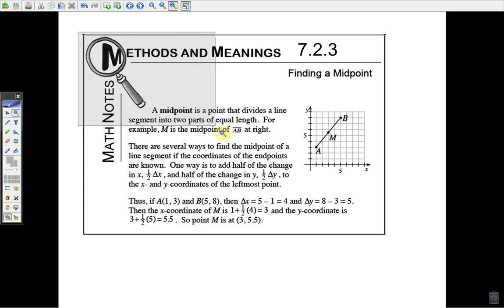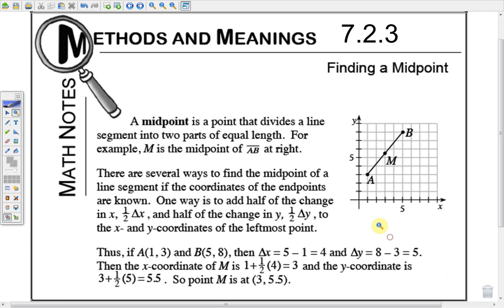Okay guys, here we are in the last math notes video of chapter 7. We're going to look at finding the midpoint.